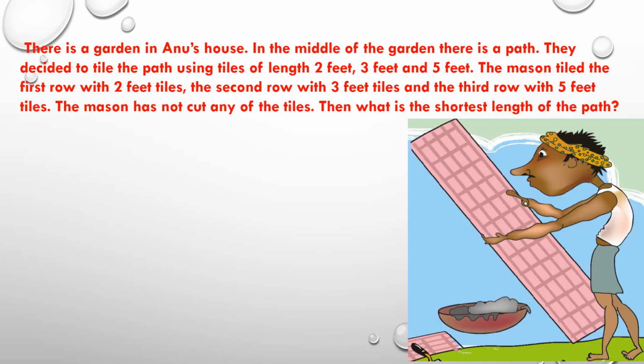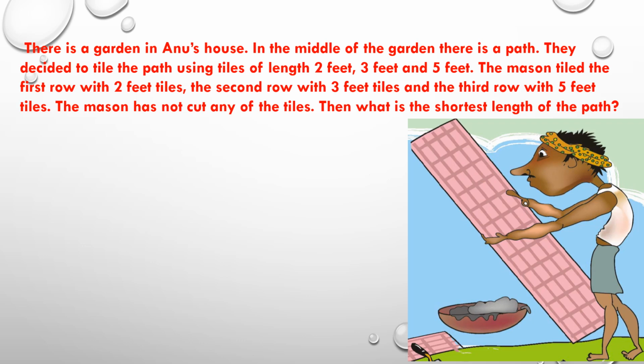Let's do word problem from NCERT book. There is a garden in Anu's house. In the middle of garden, there is a path. They decided to tile the path using tiles of length 2 feet, 3 feet and 5 feet. How many types of tiles they have? 2 feet tile, 3 feet tiles and 5 feet tiles. Okay. The mason tiled the first row with 2 feet tiles. In the first row, he put only 2 feet tiles. The second row with 3 feet tiles. In the second row, he put only 3 feet tiles. And the third row with 5 feet tiles.